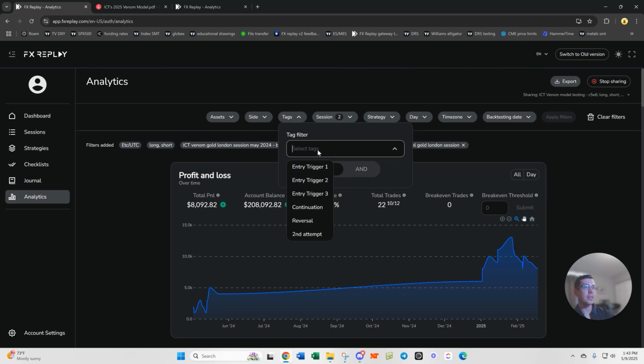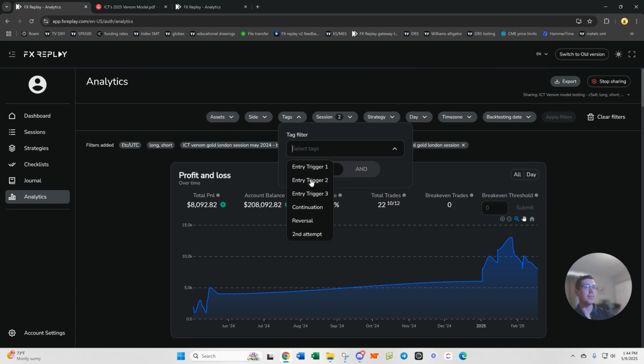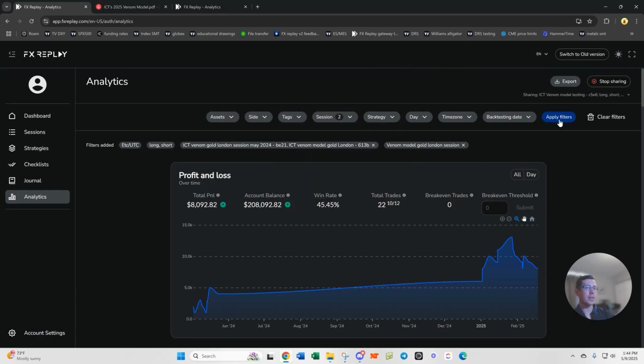But I definitely want to show you guys some potential insights from the different tags. If you remember, entry trigger 2 was the breakout trigger that I added specifically for cases where there's a really strong inversion of that fair value gap, and we're probably not expecting there to be a retest. And I want to show you guys how the equity curve changes when we look at that specifically.